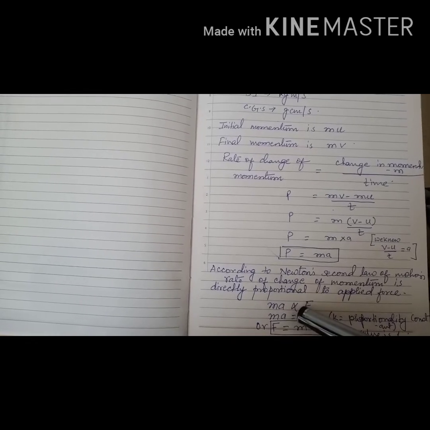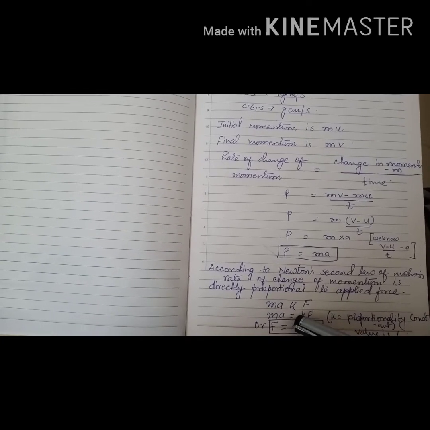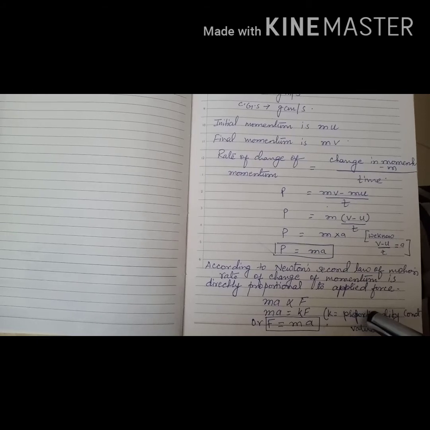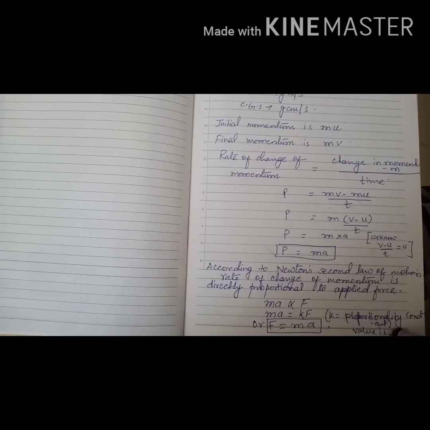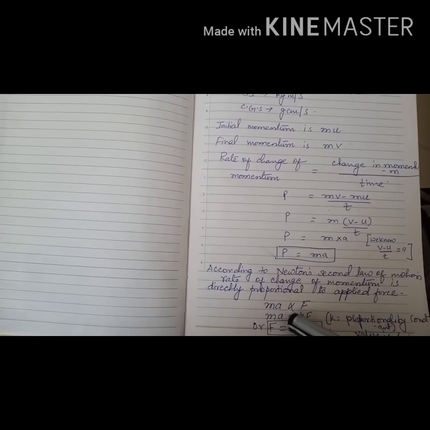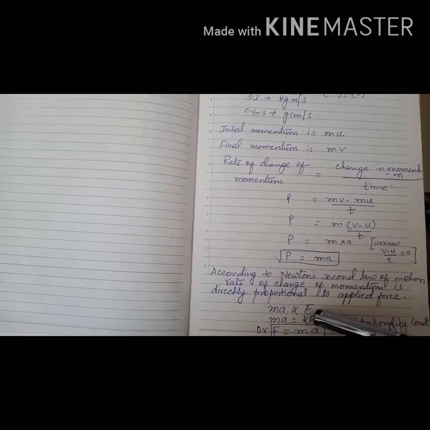While removing the proportional sign, you require one constant. This is known as the proportionality constant, and its value is 1. So ma equals 1 into F, that means it is F only.